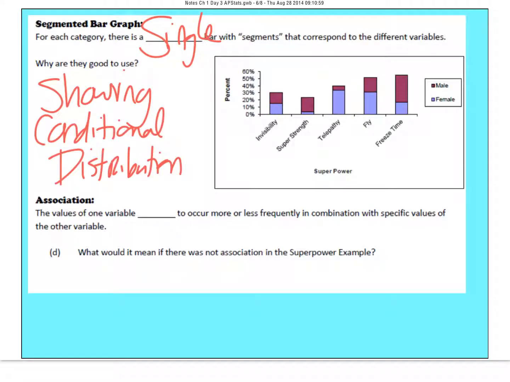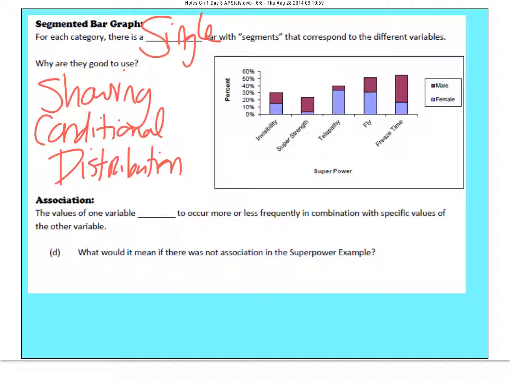Now, one thing about the segmented bar graphs, you do not have to worry about them. This is another type of graph that you're not going to be required to make on the AP exam. If you have to make one, it would be a standard single bar graph, or it could be a side-by-side bar graph.